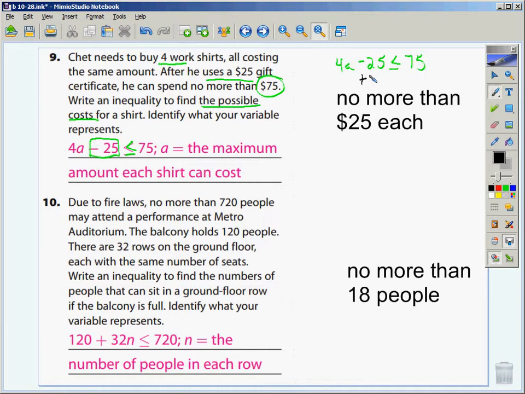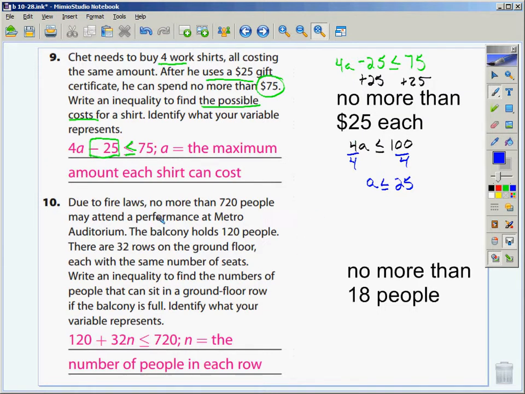I would add 25 to both sides. I'd now have 4A is less than or equal to 100. And I would divide both sides by 4. A is less than or equal to 25. So each shirt can be no more than $25 a piece.